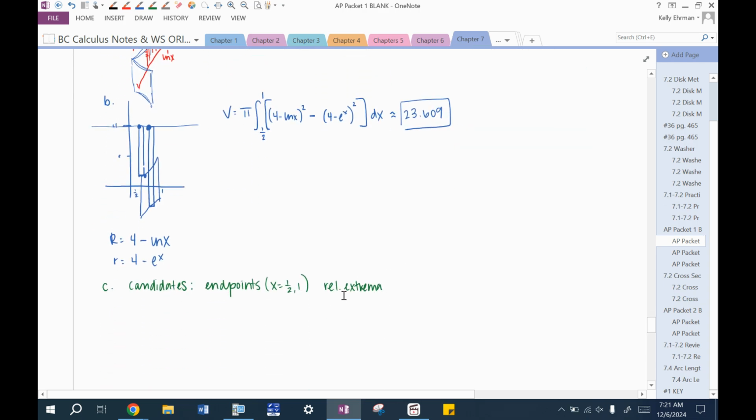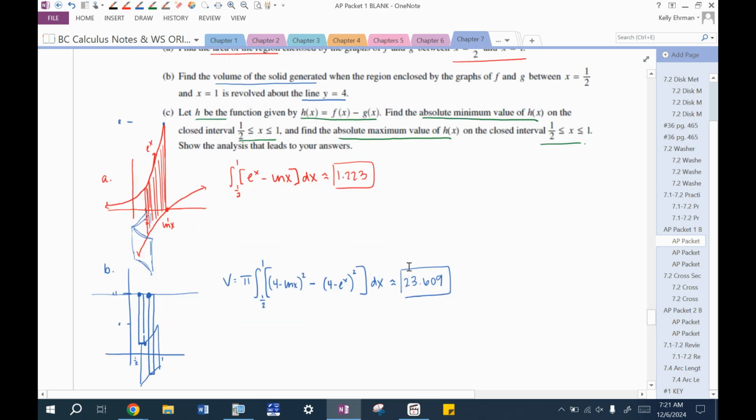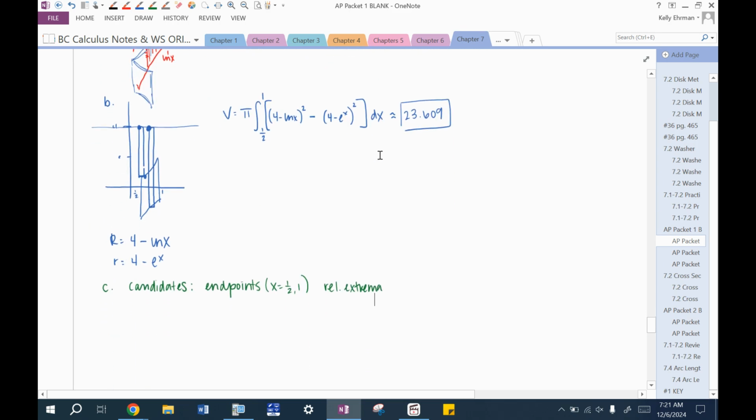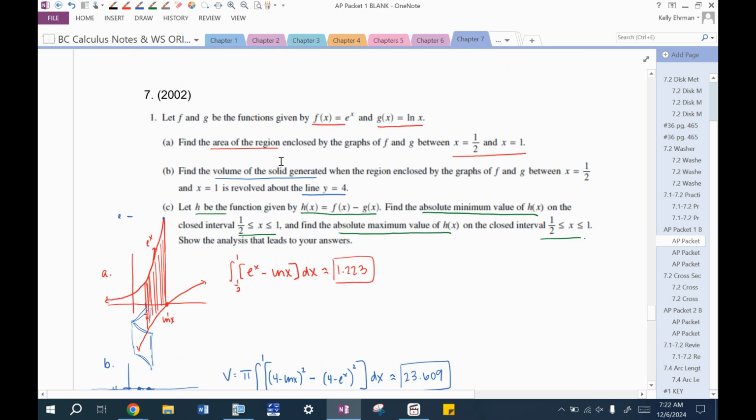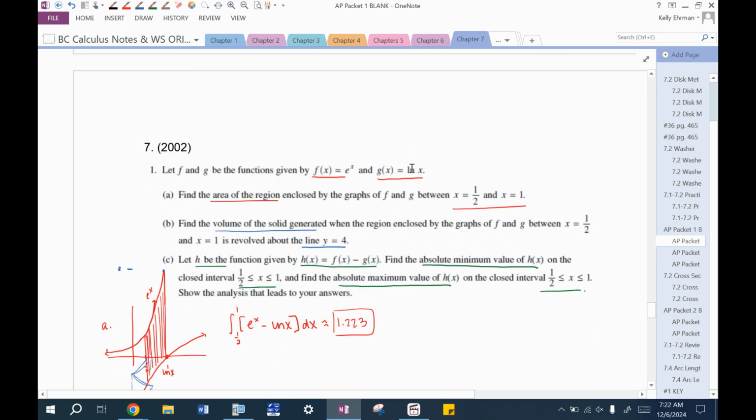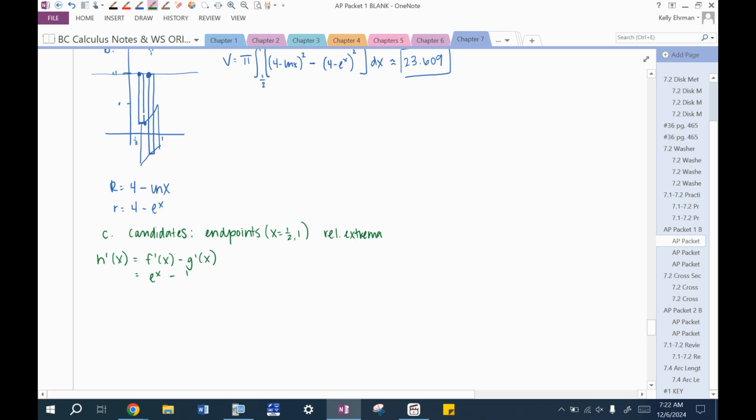All right, well, how do we find relative extrema? That would be when our function's derivative is 0 or undefined. So our function is h of x equals f minus g, so we need to find h prime of x. That would be f prime of x minus g prime of x. And what is f prime of x? f of x was e to the x, so f prime is e to the x. That's easy. g of x was natural log of x, so g prime is 1 over x.